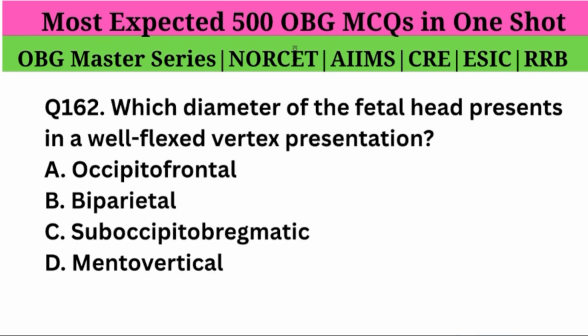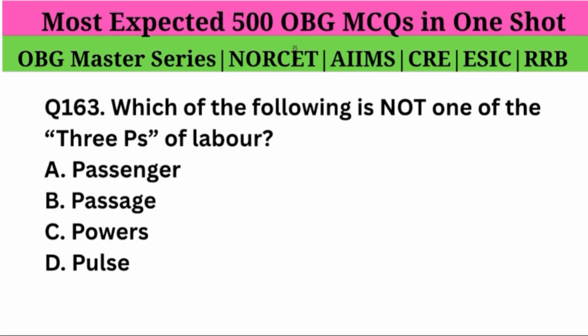Next question, which diameter of the fetal head presents in a well-flexed vertex presentation? Your correct option is option C, suboccipitobregmatic. Next question, which of the following is not one of the 3 P's of labor? Your correct option is option D, pulse.